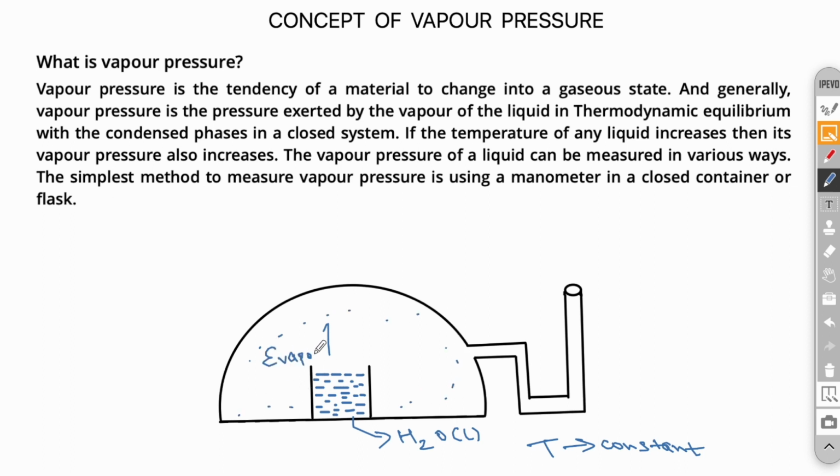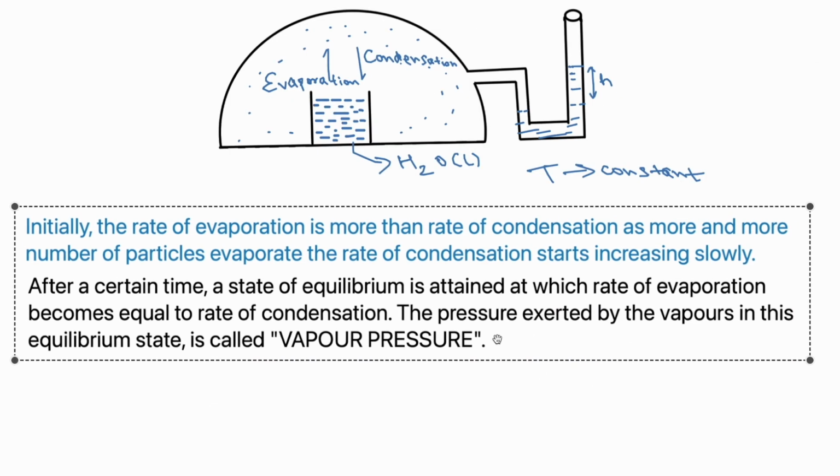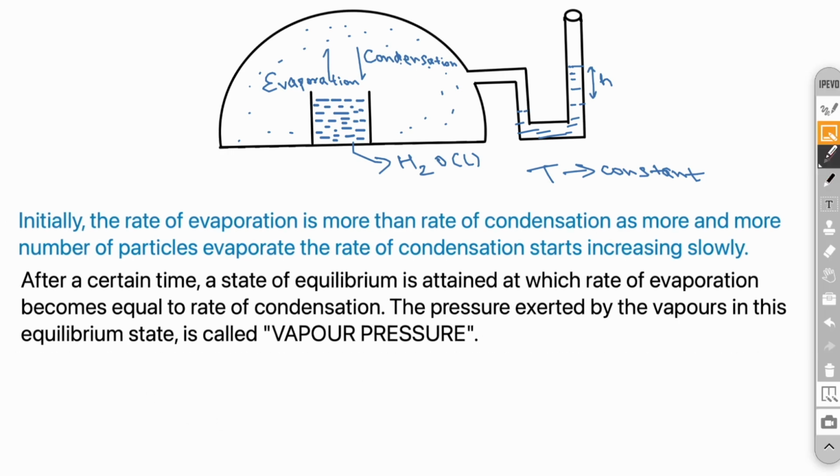So the liquid will get evaporated and these vapors collect here, and since the container is closed, they will get condensed. So the process of condensation also takes place here. Also the height of this liquid, let's call it h. Initially the rate of evaporation is more than the rate of condensation, right? Because only water is present in liquid state there. As more and more particles evaporate, the rate of condensation starts increasing slowly, right?